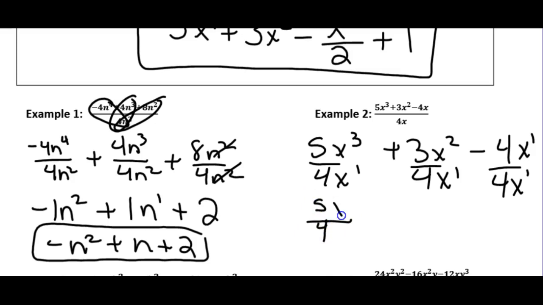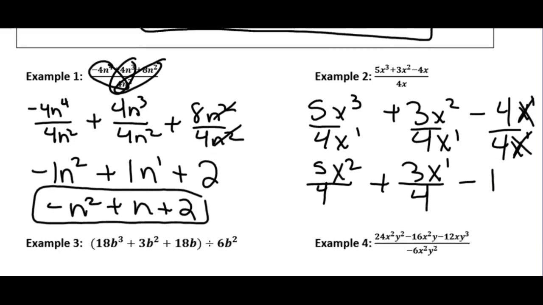More x's on the top, and how many more? 2. Plus 3/4 doesn't simplify, so 3/4. More x's on top. How many more? 1. Minus, my x's are going to cancel here. 1 on top, 1 on the bottom, so they all cancel. And 4 divided by 4 is 1.